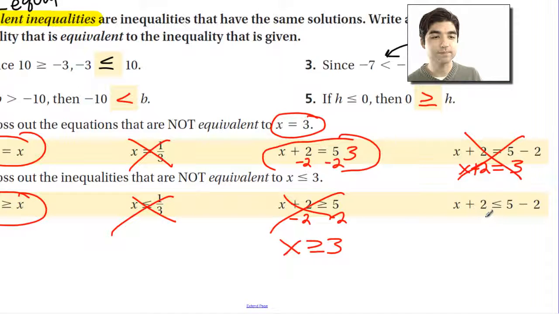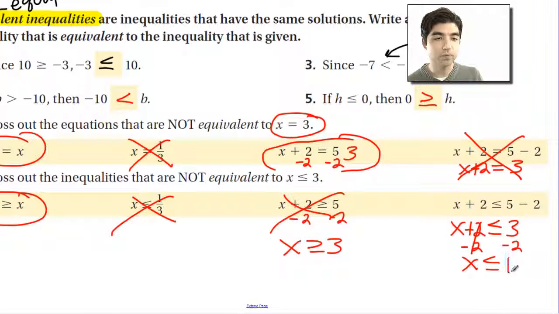And then we have x plus 2 is less than or equal to 5 minus 2. So let's try this. 5 minus 2 equals 3, so 3 is less than or equal to x plus 2. Subtract 2 from each side. Then we have x is less than or equal to 1. That's not the same as x is less than or equal to 3, so this one's gone.